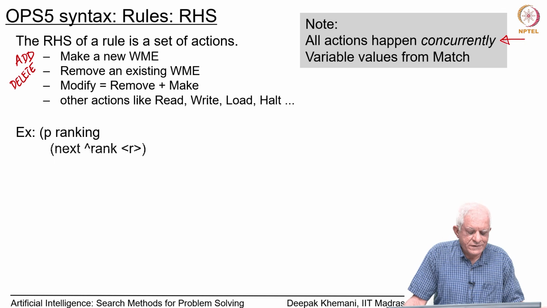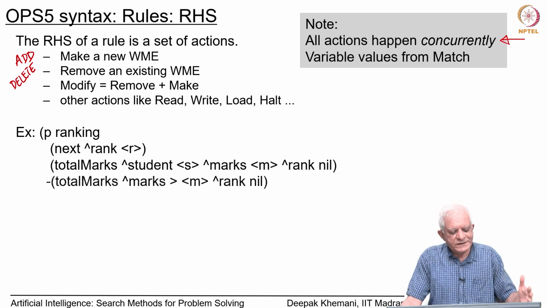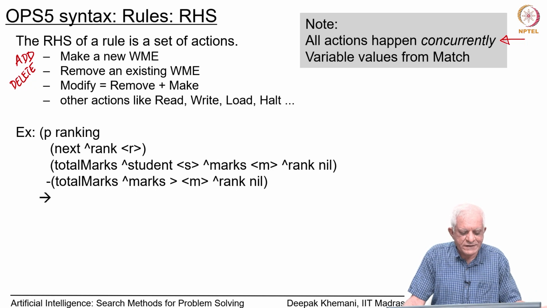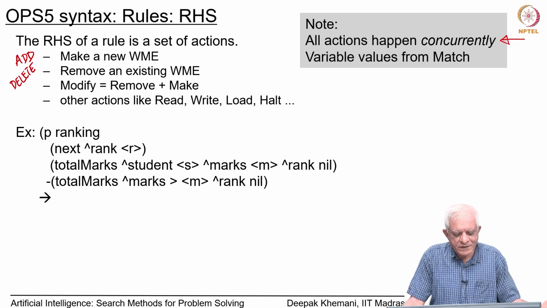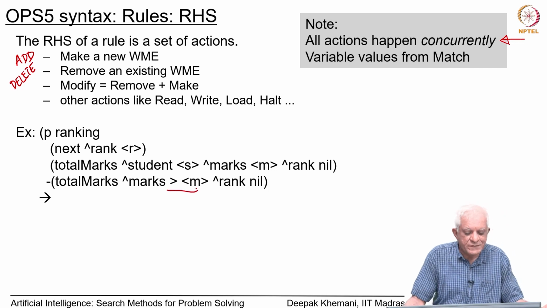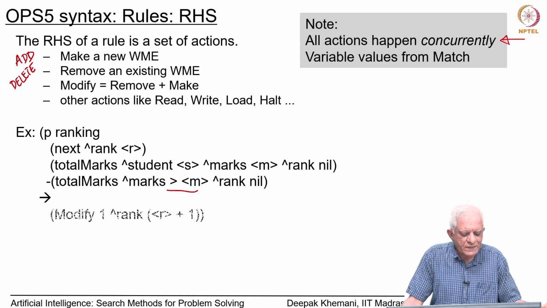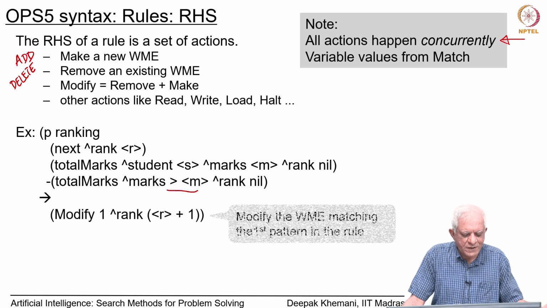So, here is our first rule that we have been talking about, the ranking rule. We have already seen the left hand side. It said that if the next rank available is R, if there is a student S whose marks are M, who does not have a rank, and there is no student who has marks more than M and rank nil. Remember this test we just spoke about, and rank nil. Then what do you do? You essentially modify the two elements.